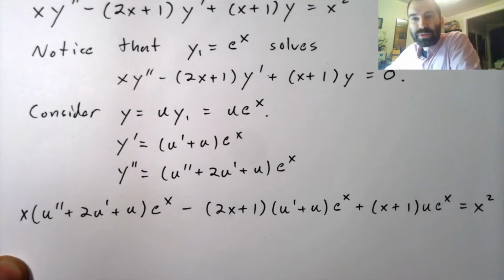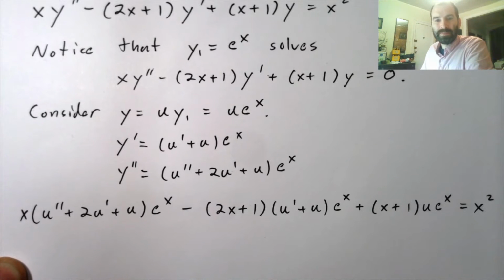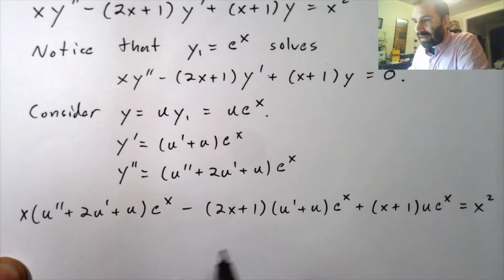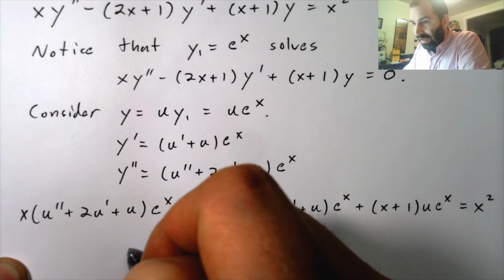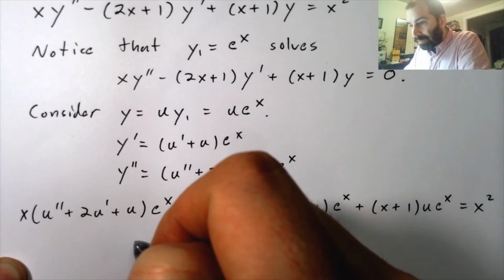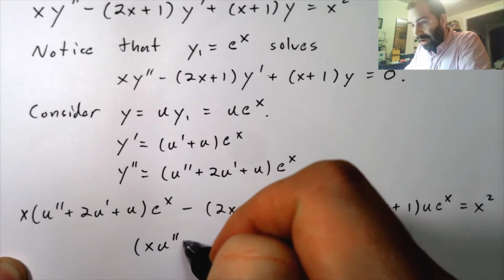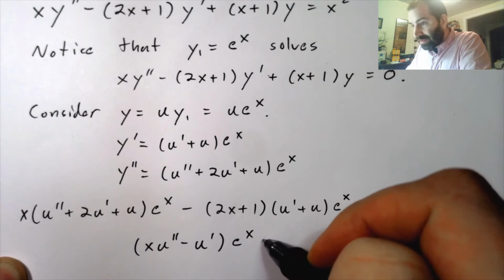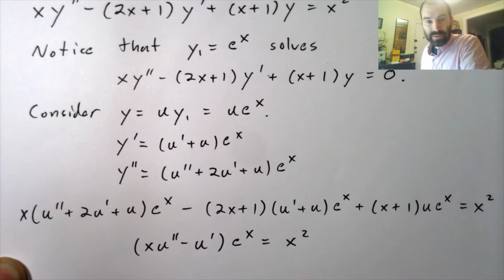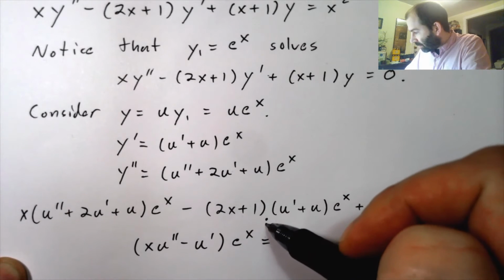Now you do a little simplification. So on your own, pause the video, simplify this out, okay? And you should have gotten, so pause, welcome back. You should have gotten this thing reducing down to x u double prime minus u prime e to the x equals x squared. So there's some work to get there.